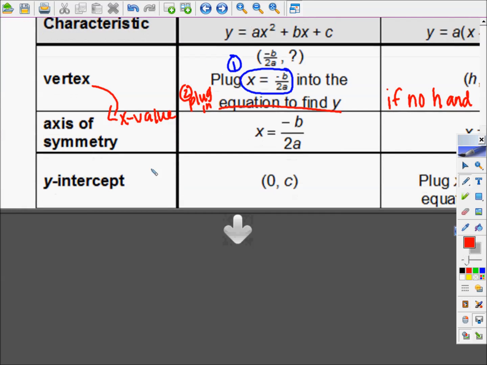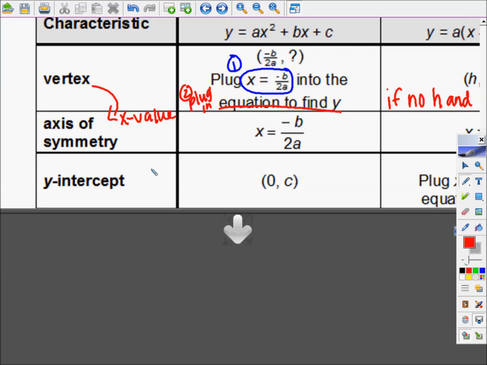Alright, so now we're on to y-intercept. Y-intercept, when you're in standard form, is simple. Your y-intercept is simply whatever c is. And in vertex form it's whatever c is? Why is it whatever c is? Because it's the constant. C is the y-intercept.